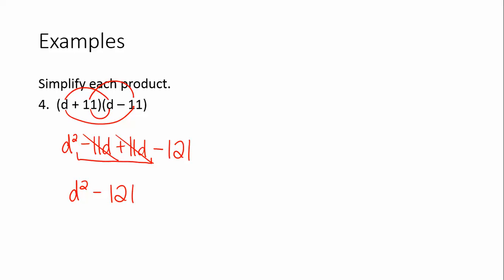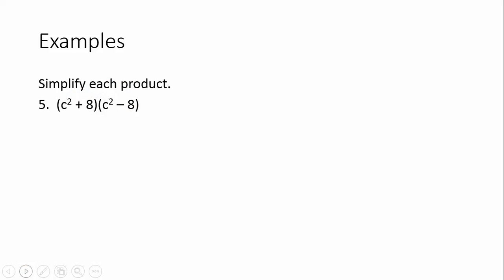So let's look at what's happened here. This is the first time we've seen this. When you have binomials that are identical, but they have opposite signs in the middle, this middle term is actually going to fall out. It's going to drop away because they cancel each other out. You end up with positive 11d and negative 11d.